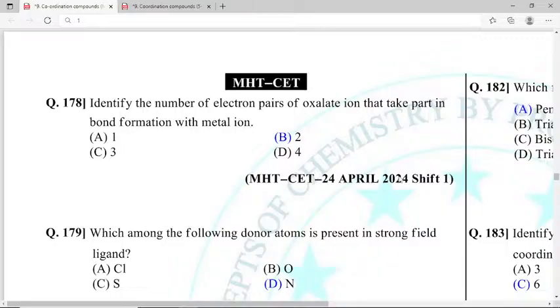Identify the number of electron pairs of oxalate ion that take part in bond formation. 2, because this is a bidentate ligand. Oxalate ion, C2O4 2 minus, is a bidentate ligand.